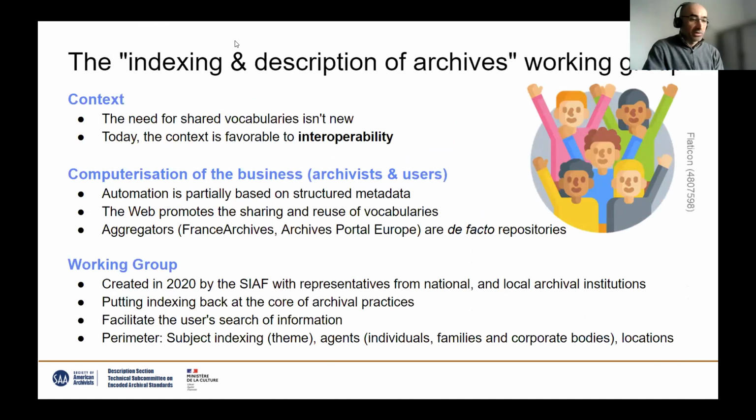In 2020, the CIF created a working group with representatives from national and local archival institutions. By putting indexing back at the core of archival practices, it aims to facilitate the user's search for information. The group is focused on indexing practices from the decentralized web perspective, collaboration between services, reuse of existing repositories, and content aggregation for users. It deals with subject indexing, themes, agents, individuals, families and corporate bodies, and locations.